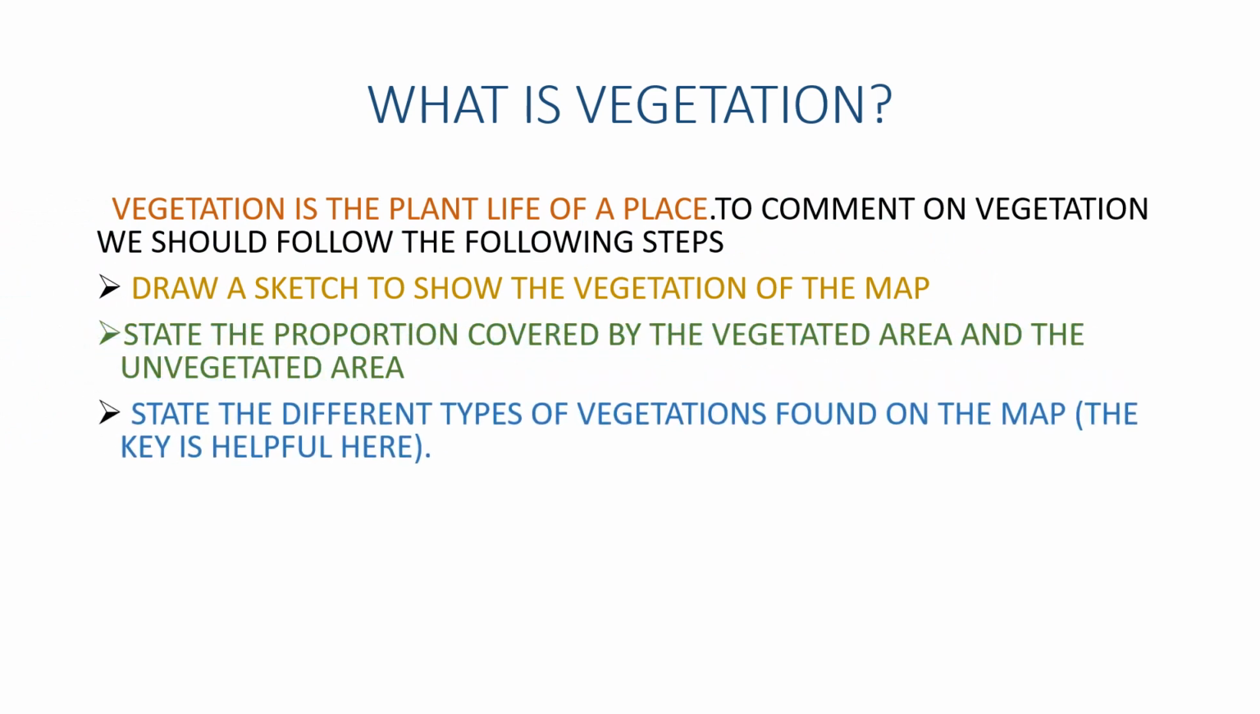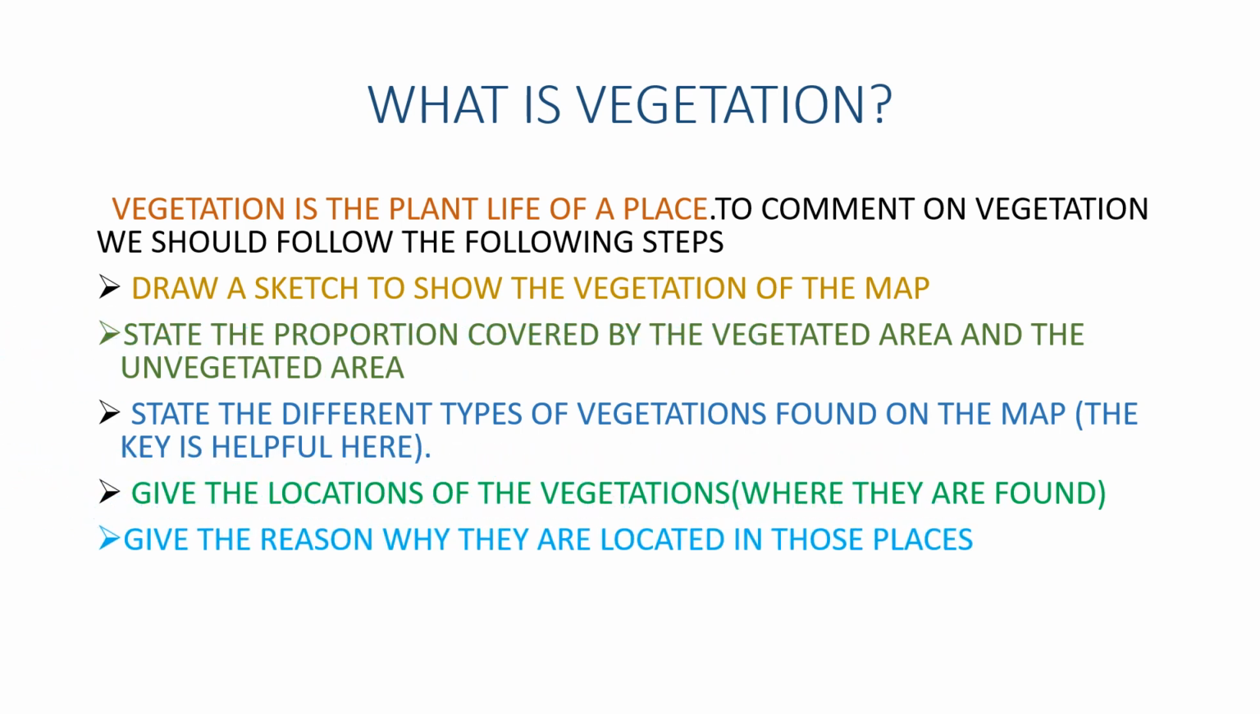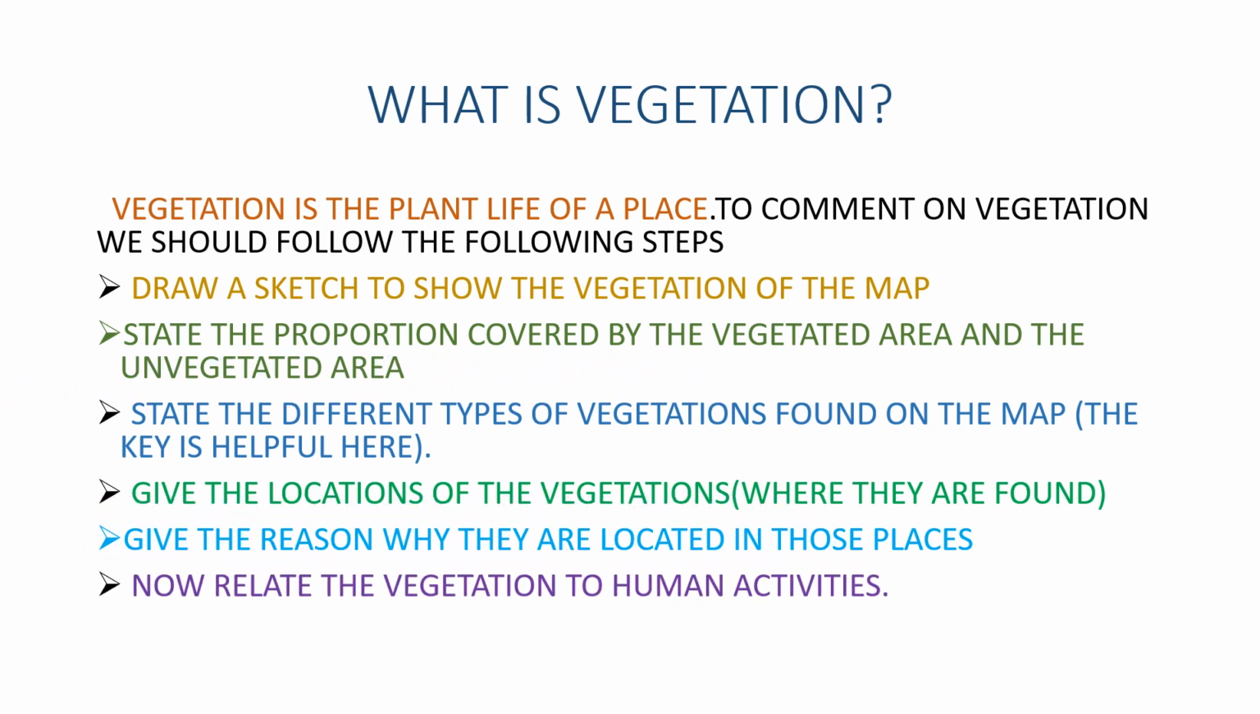State the different types of vegetation found on the map. Here the key is useful. The key is going to tell us which types of vegetation are found on the map. Give the locations of the vegetation where they are found, as we saw yesterday, using grid references, cardinal points, or you can use latitudes. Give the reasons why they are located in those places. What has influenced these various vegetations to be found there. Now relate the vegetation to human activities.